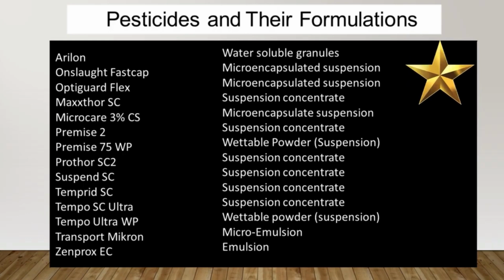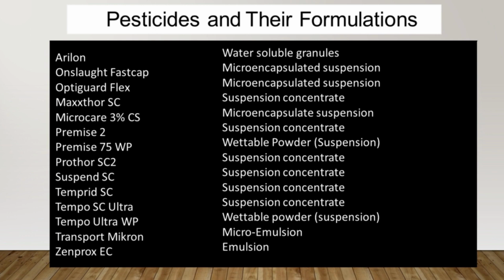Let's take a look at some specific pesticides and their formulations. Let's start with Aerolon. That would be water-soluble granules. Onslaught Fast Cap, microencapsulated suspension. Optigard Flex, microencapsulated suspension. Max Thor SC, suspension concentrate. Microcare 3% CS, microencapsulated suspension. Premise 2, suspension concentrate. Premise 75WP, wettable powder suspension.